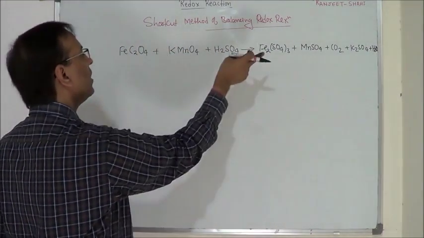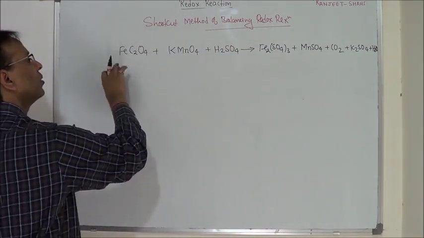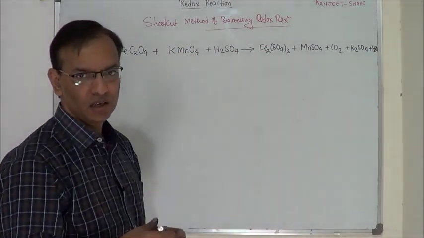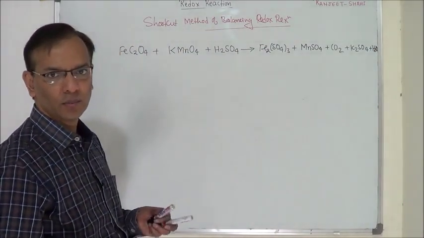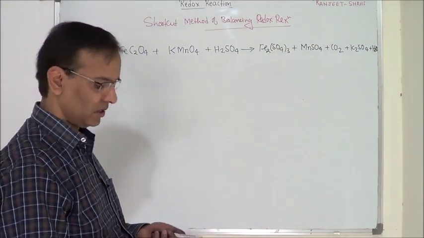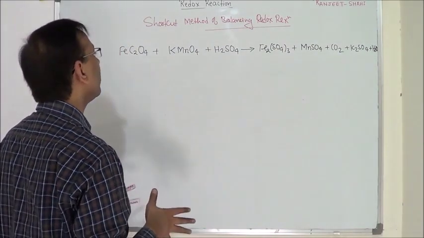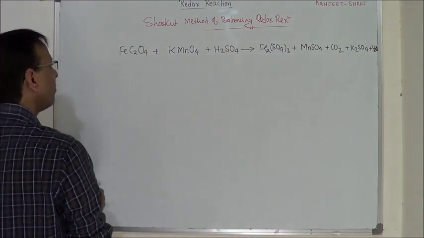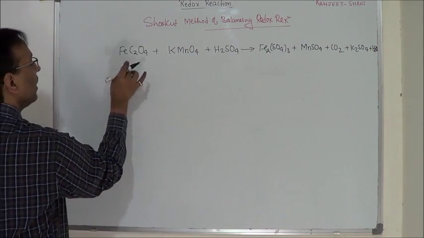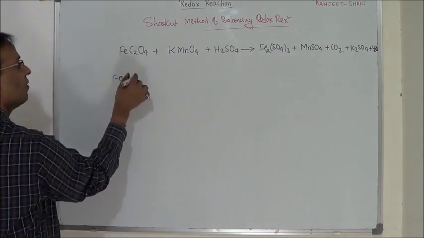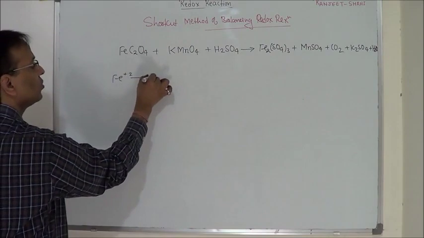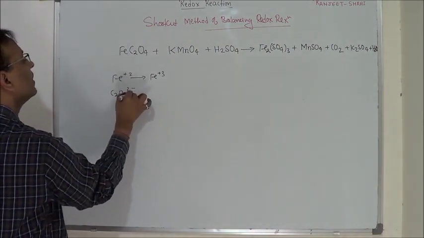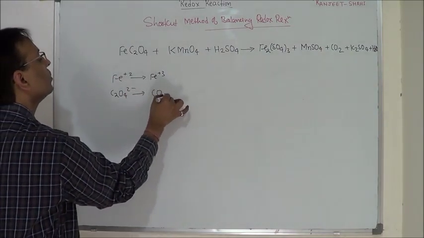Iron plus 2 to plus 3, carbon plus 3 to plus 4. So both iron and carbon are undergoing oxidation and manganese is undergoing reduction. Can it be balanced by the shortcut method? Definitely, 100%. What we'll have to find out? Change in oxidation number for one molecule of ferrous oxalate. That can be done in rough. Iron, there is one iron in one ferrous oxalate which is undergoing change plus 2 to plus 3. There is one oxalate C2O4 2 minus undergoing change to CO2.